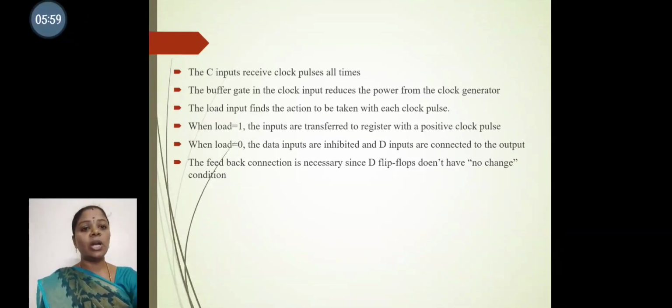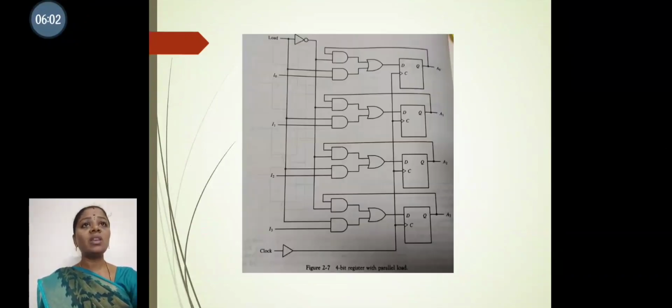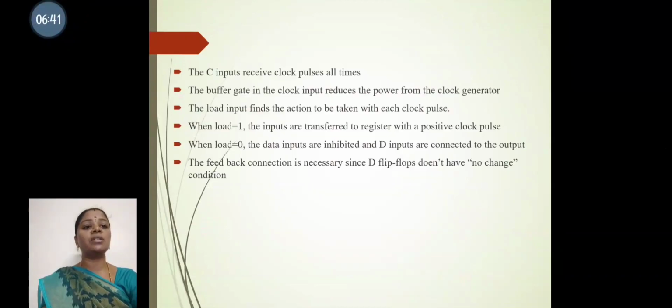When the load is set as 1, the inputs I0 through I3 are transferred to the register with a positive clock pulse. Again, when the load is set as 0, the inverted line of the load is connected with the D flip-flops, so that the D flip-flops are connected with their own output. That is, the feedback connection of the D flip-flops is connected to their input, so it maintains the no change condition.